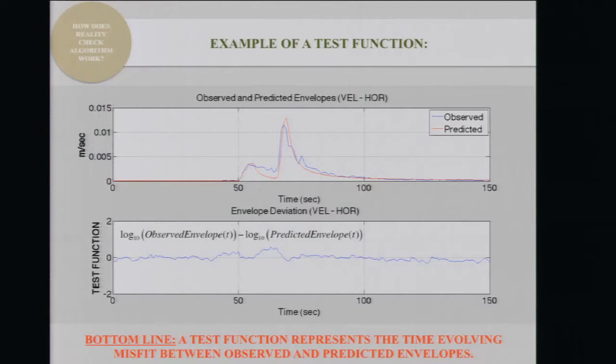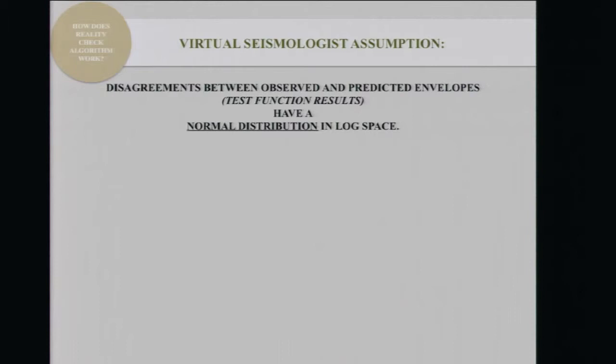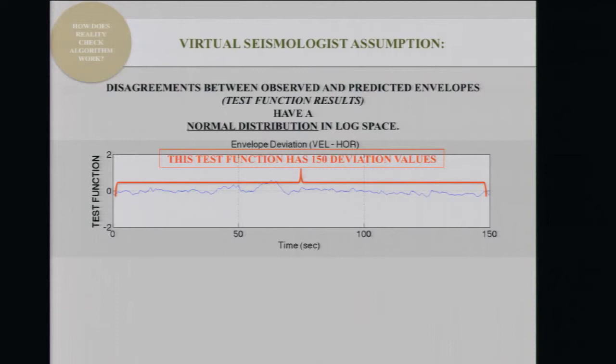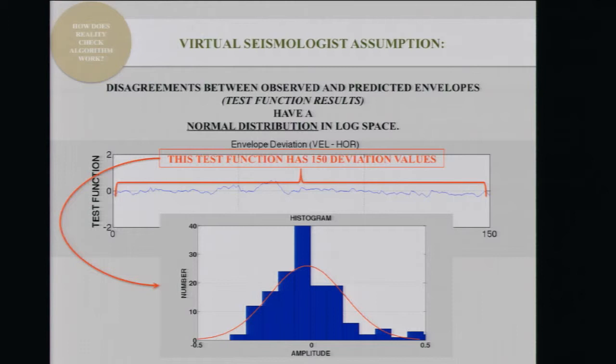When the virtual seismologist was being built, just like with any other work, they started with an assumption, and the assumption for the regression was that the misfit between observed and predicted envelopes will be a normal distribution in log space. So let's check that assumption. Here are the test function results I showed you earlier. For this particular test function, or in other words, the misfit between observed and predicted data, there are 150 deviation values. If we plot them in a histogram as amplitude versus number, where each bin indicates the number of amplitudes for a certain amplitude range, we can see a normal distribution is adequate to explain it. In other words, their assumption is verified.